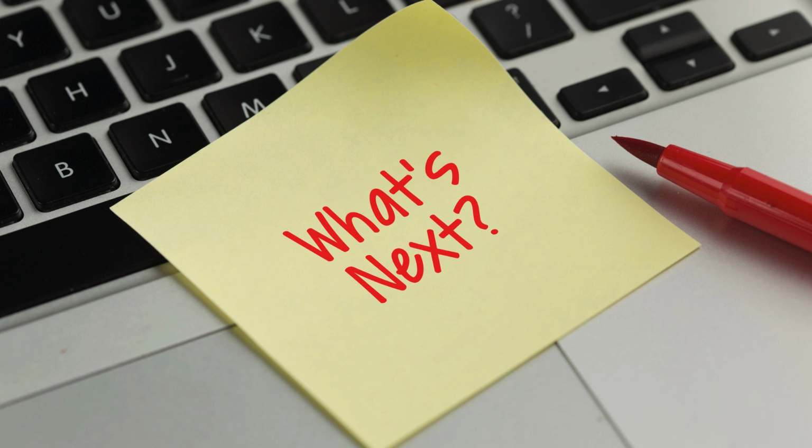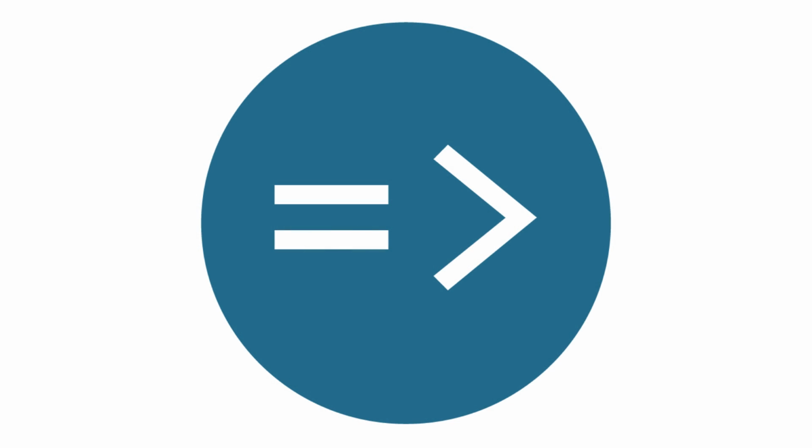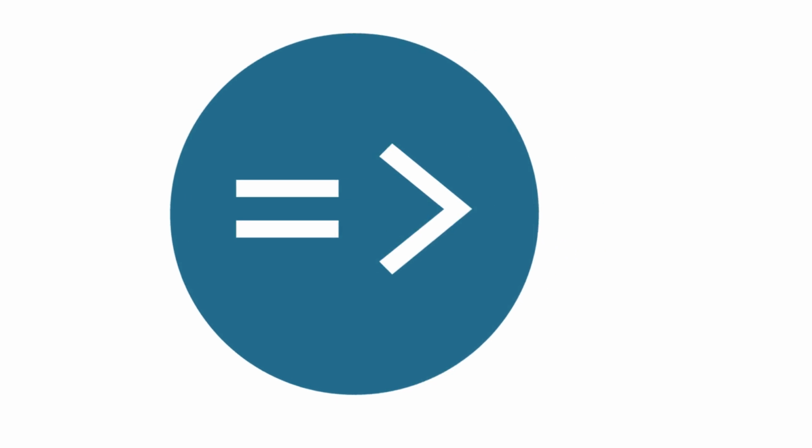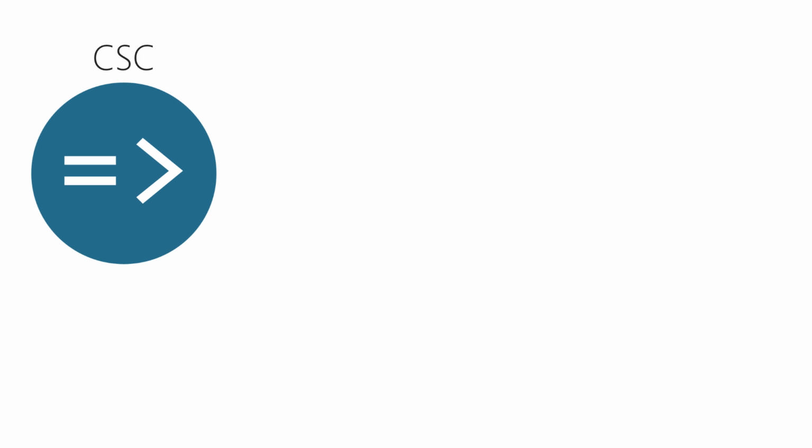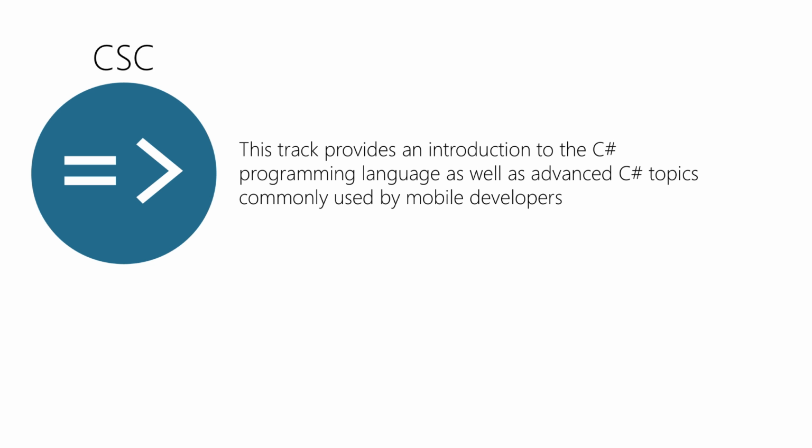Okay, so now you've seen the university site, and we've covered the class registration process and how you'll go through the program. So where should you start? Well, that answer depends on where you're coming from. If you're new to programming or to C#, then our C# curriculum is where you should begin. Enroll in CSC 101 and follow that track to get a feel for how C# programs are constructed and how to create mobile apps with C#.